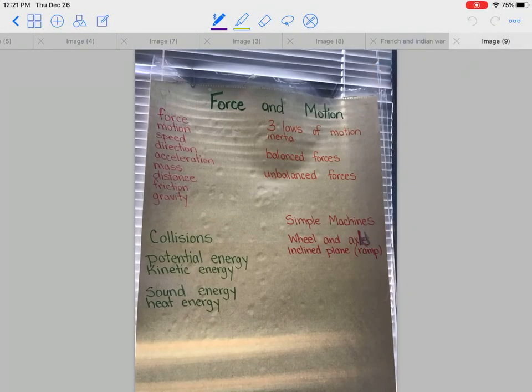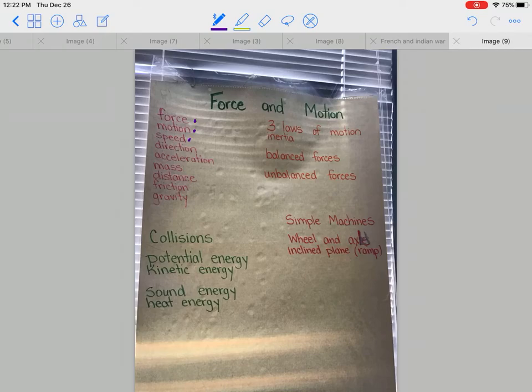This is force and motion vocabulary. Force is any push or pull. Motion means any change in position. Speed is how fast you're going. Direction is just which direction are you going, forward, backwards.